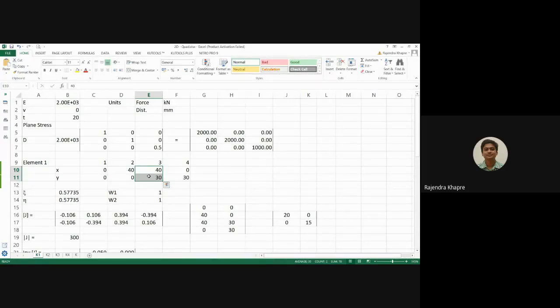Now if you remember the integration points, with 2-point integration in the xi direction and 2-point integration in the eta direction, the integration point has to be taken at a distance of 0.577. The corresponding weightage will be 1. So if you take this integration point, you first have to calculate the J matrix.